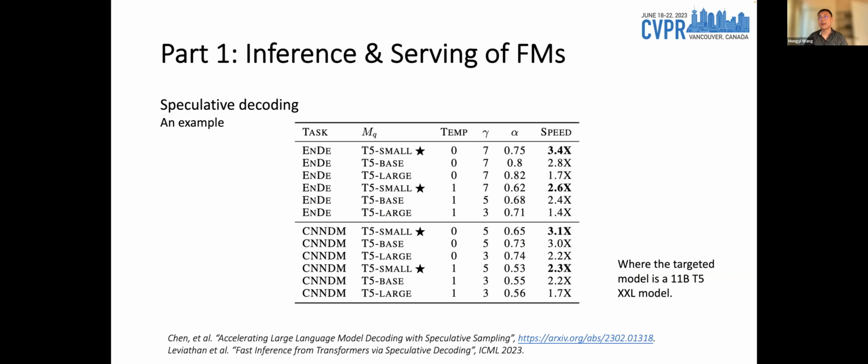Here, the target model is the 11 billion T5 model, and it turns out we can just use a very small T5 model. It's only 77 million.